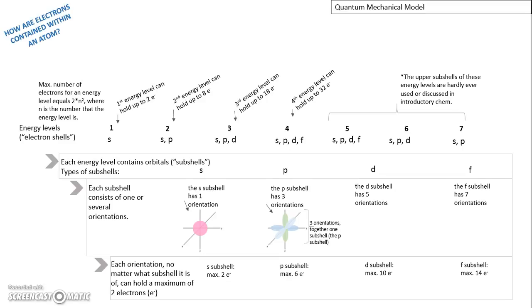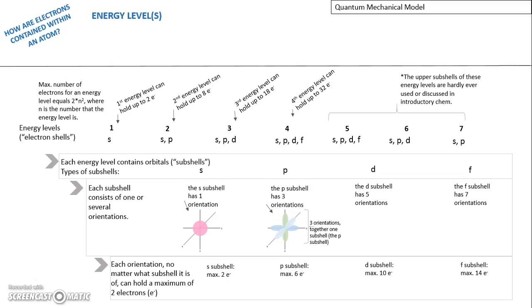Okay, let's recap. Back to our original question: how are electrons contained within an atom? Well, we know that the broadest category is energy level, and then under that is orbitals. Each energy level is made of orbitals, and then each orbital is made of orientations. And then each orientation, of course, can hold a maximum of 2 electrons.